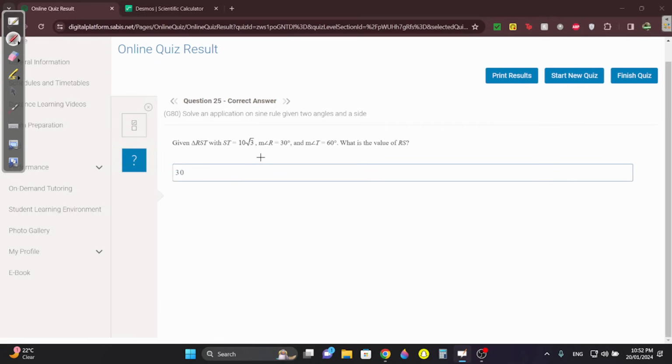Now question 25. Okay, this one is easy. RST, so let's draw a triangle RST.